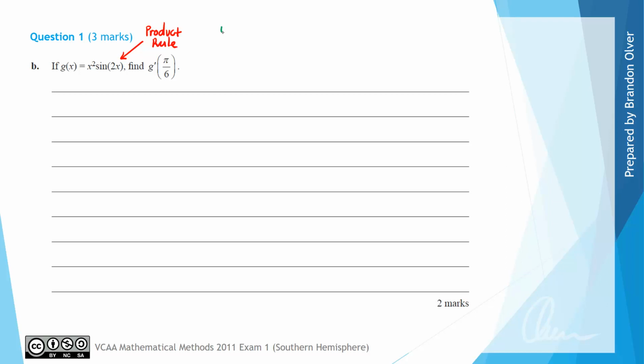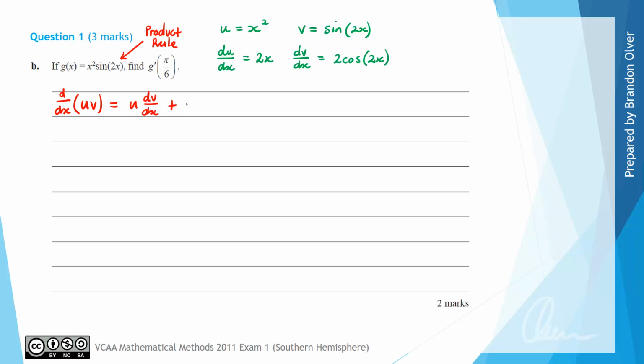Now to apply the product rule we're going to say that u is equal to the function x squared and v is equal to the function sine of 2x, and then du/dx is going to equal 2x, and dv/dx is going to equal 2 cos of 2x. From the formula sheet we can see that the derivative d/dx of a function u multiplied by v is equal to u times dv/dx plus v times du/dx.